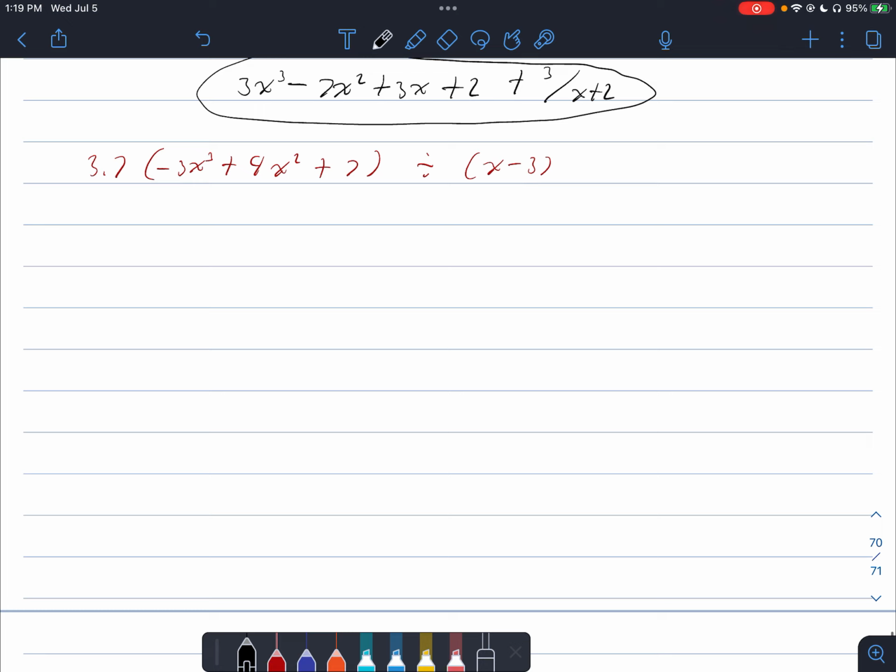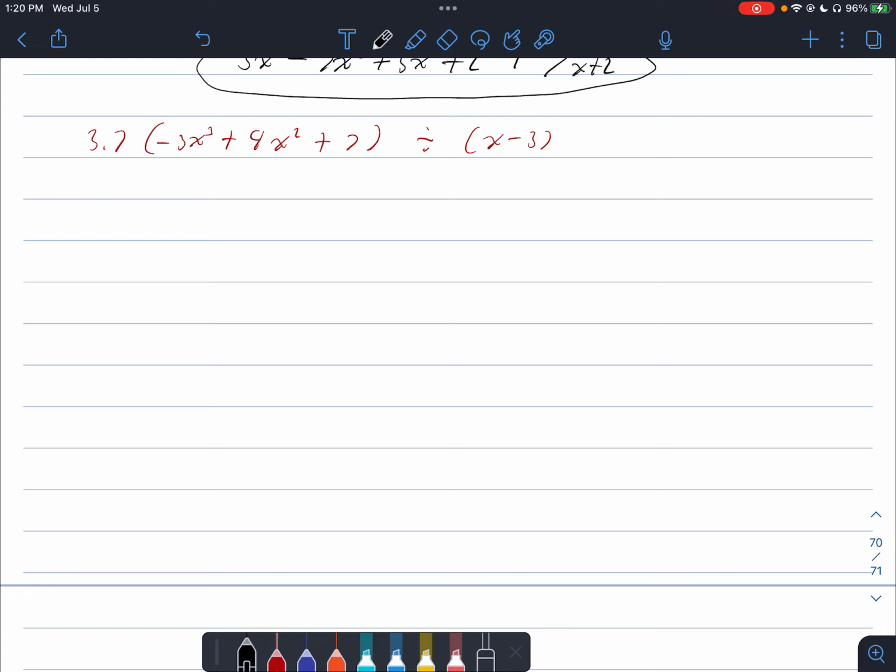Okay, now let's take a look at this last one. And this was the example I wanted to look at a minute ago. So here we have negative 3x to the third plus 9x squared plus 7, and we're going to divide this by x minus 3. So here our R value is going to be 3. And now we can write down all of our coefficients. But here's where we need to be really careful.